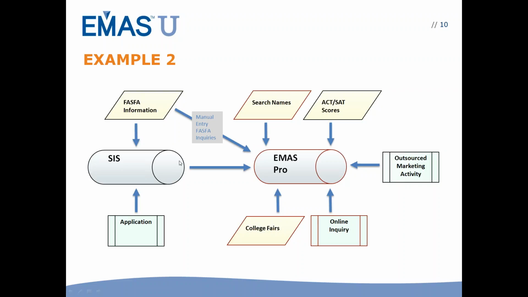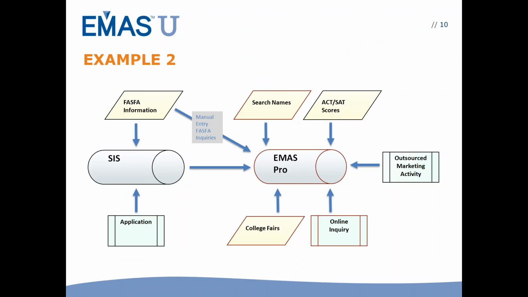Okay, so they go into both. They go into both individually. Perfect. Understood. So this little ACT, that's another example. ACT score would come over here. And then you have your application feeding into Banner, right? Yeah. And do you do any entry into EMAS of financial aid information from Banner?